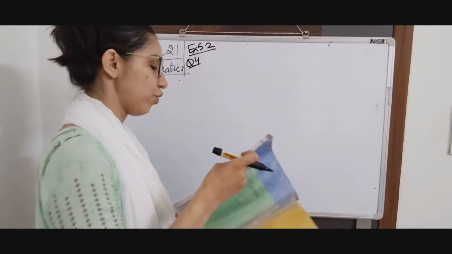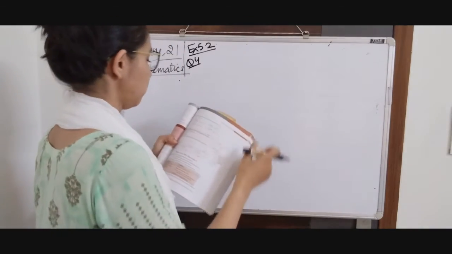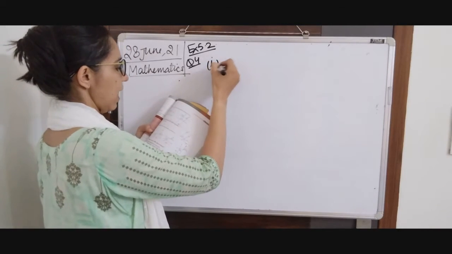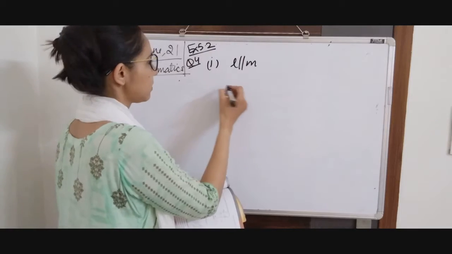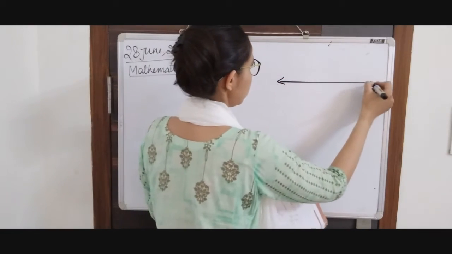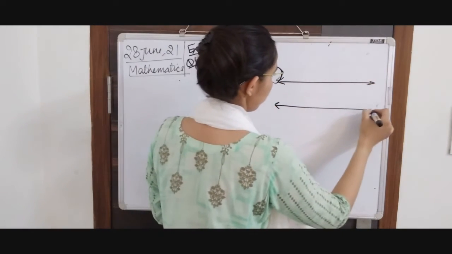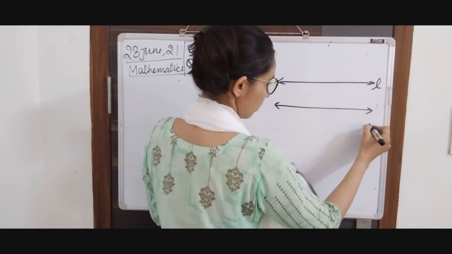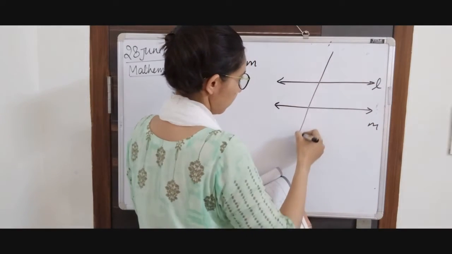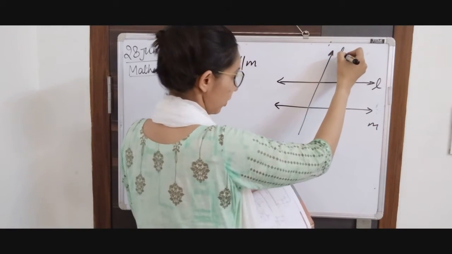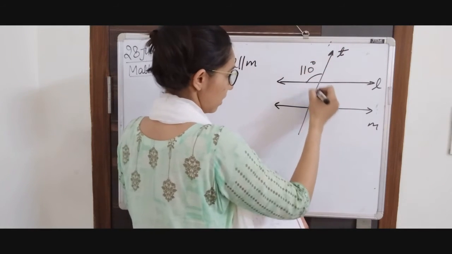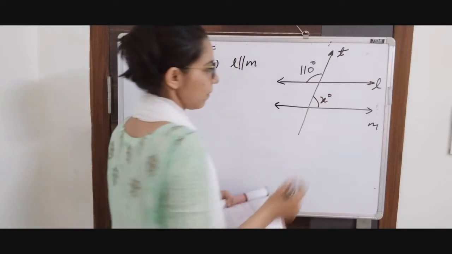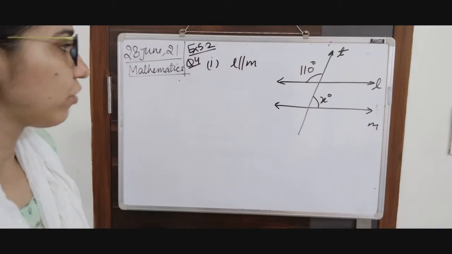In question number 4, we have to find out the value of x, and it is given that L is parallel to M. We will draw the figure using a pencil. The line should be straight. This is your angle 110 degrees and this is your x degrees. So we have to find out x.